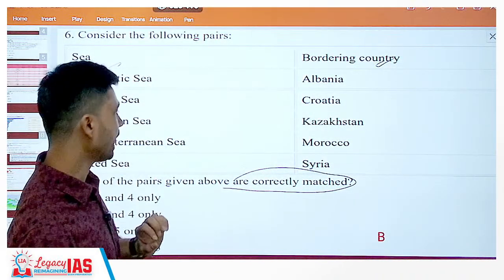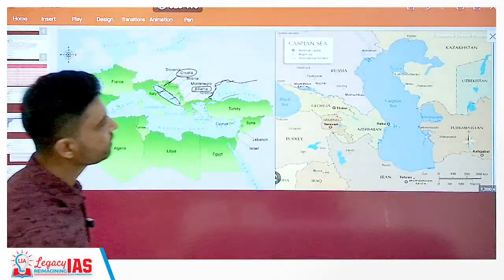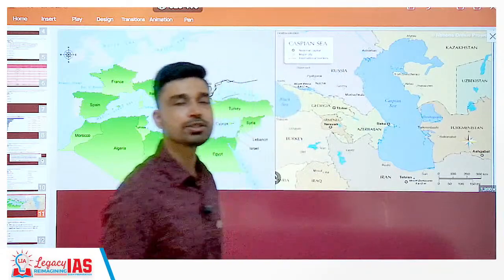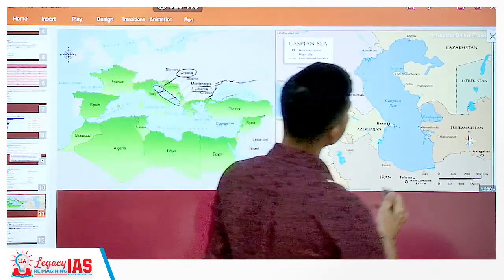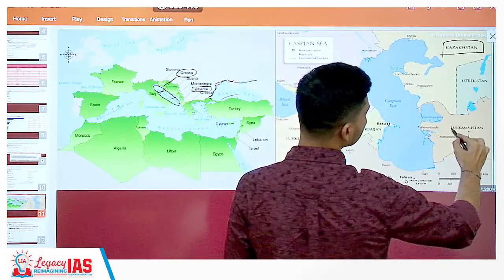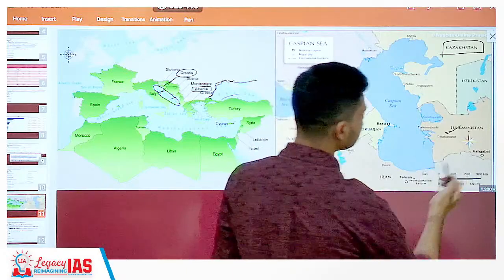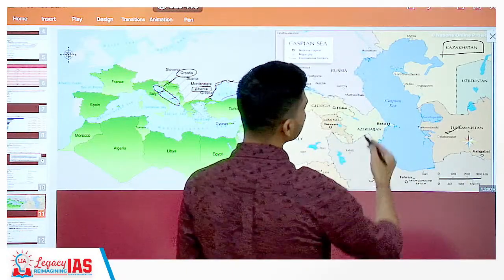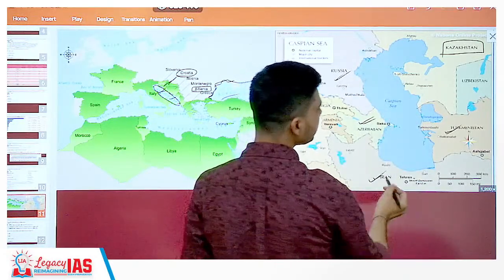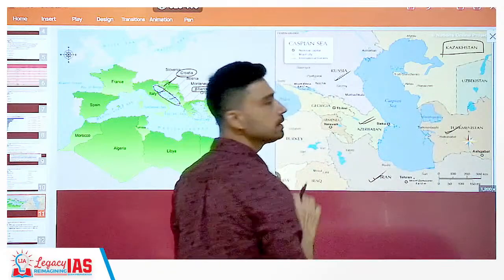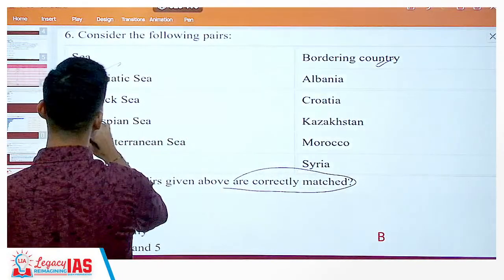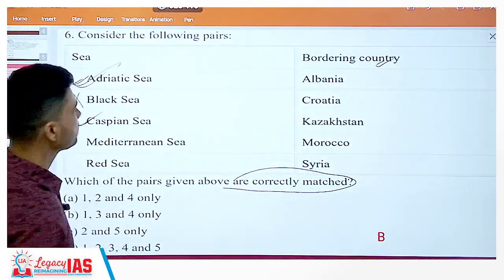Third, Caspian Sea, Kazakhstan. Now, the Caspian Sea is also considered the largest inland sea of the world. If you look at the bordering countries here, Kazakhstan indeed has a border with the Caspian Sea, apart from other countries such as Turkmenistan in the east, Iran in the south, and Azerbaijan and Russia in the west. So, Russia, Azerbaijan, Iran, Turkmenistan and Kazakhstan are the countries that have a border with the Caspian Sea. That means the third matching is the correct matching. The Caspian Sea has a border with Kazakhstan.